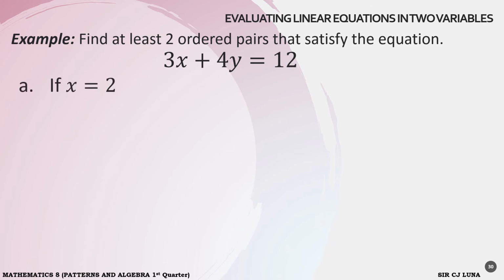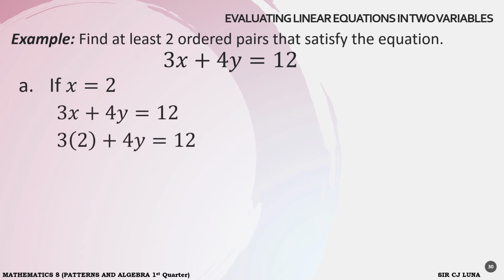So our first assigned value for x is 2. What is the value of y if x is positive 2? Here, we will just replace x with 2. We will substitute x with 2. So we now have 3 times 2 plus 4y equals 12. 3 times 2 is equal to 6. And then we have plus 4y equals 12.